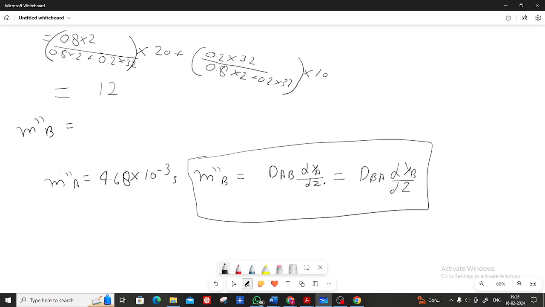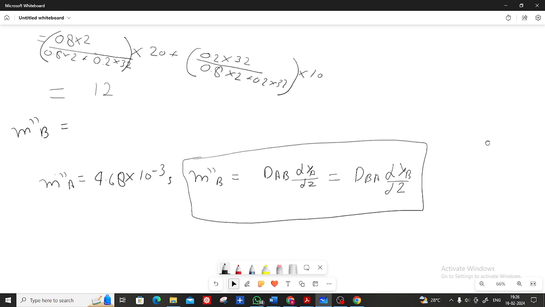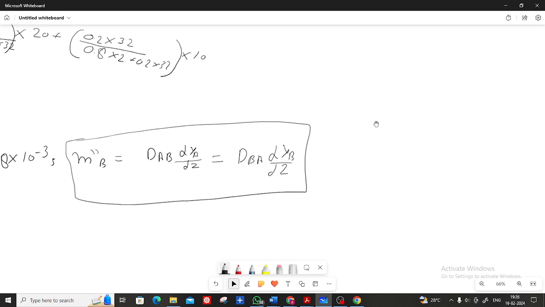The total mixture velocity is given to us. Also, we can get this rho B from the mass fraction because the mixture density is given to us. So YB can be calculated.